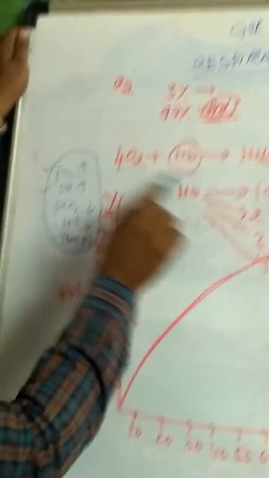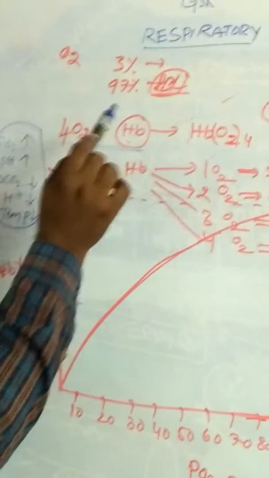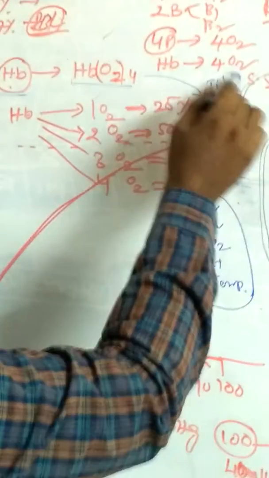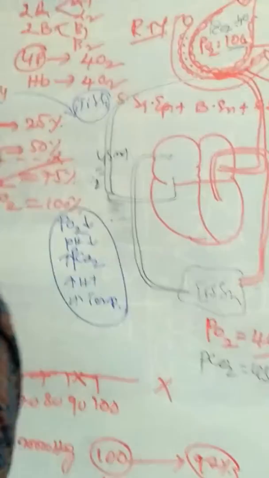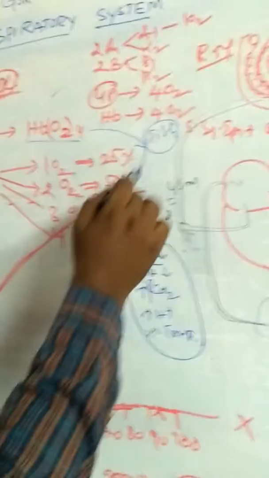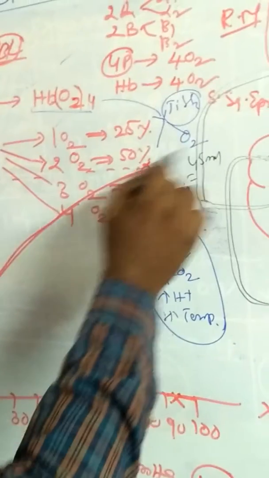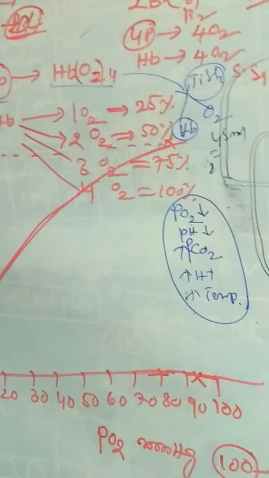Here in the lungs, oxygen combines with the hemoglobin and forms oxyhemoglobin. Whenever the oxyhemoglobin reaches the tissues, the conditions are quite opposite. Due to these conditions, oxyhemoglobin dissociates into oxygen and hemoglobin.